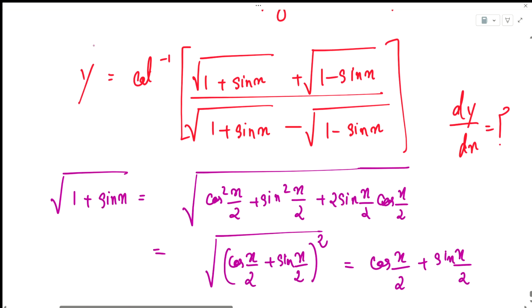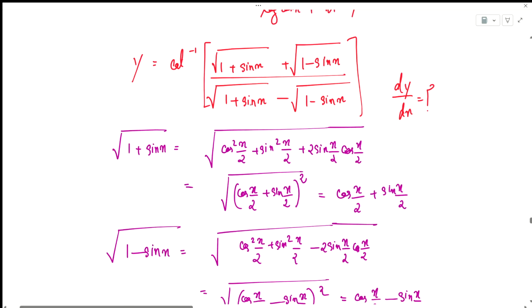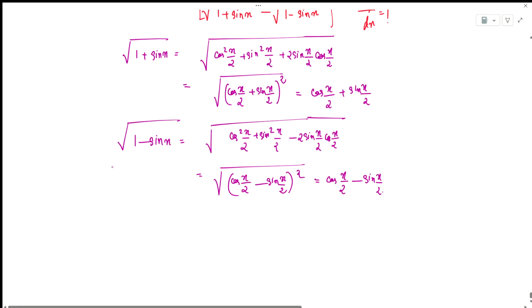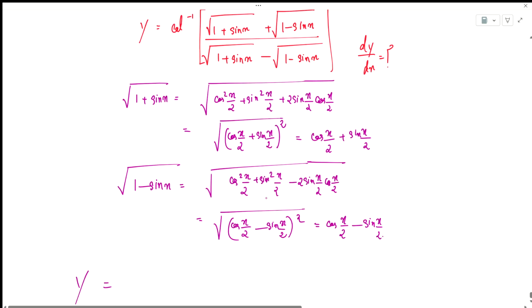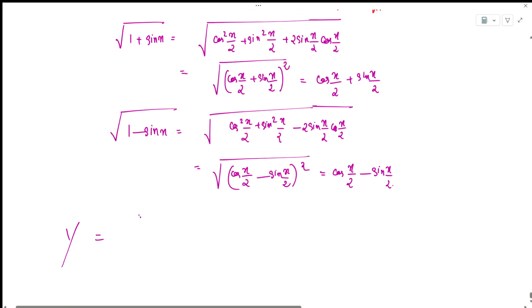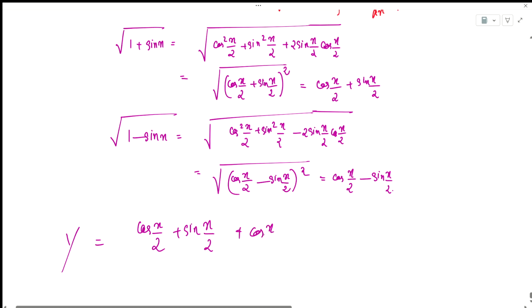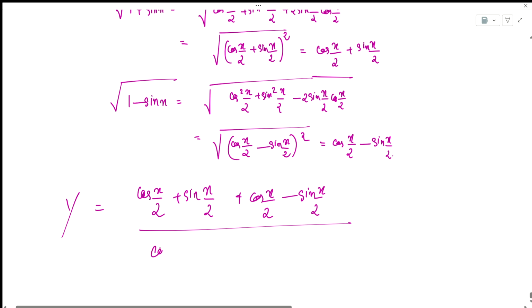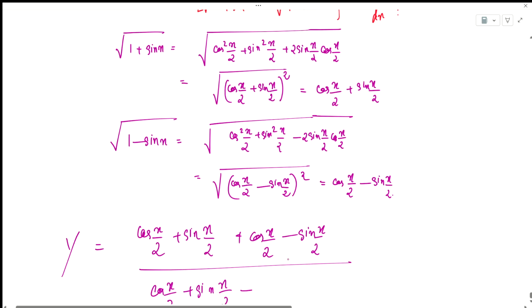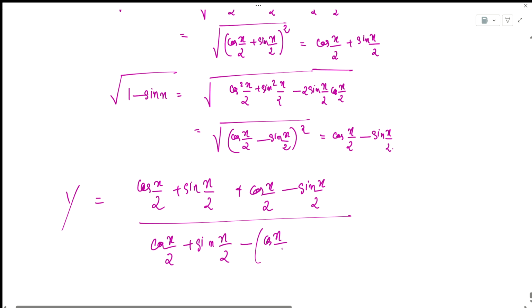Now if we simply plug the values back in, what are we going to have? In place of square root of 1 plus sine x, I have cos x by 2 plus sine x by 2. So this will be cos x by 2 plus sine x by 2, plus cos x by 2 minus sine x by 2, upon cos x by 2 plus sine x by 2, then minus of cos x by 2 minus sine x by 2.